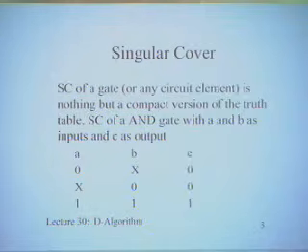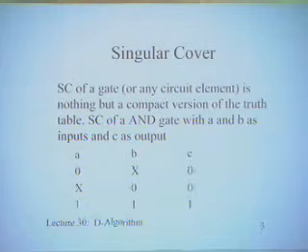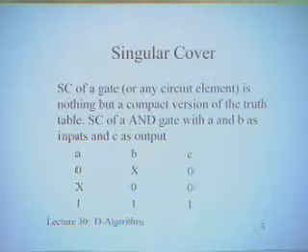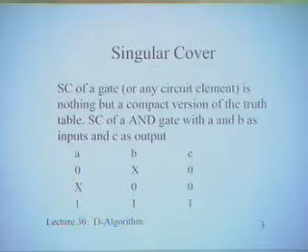But this procedure is important because if you have a black box, let us say I want to apply the D algorithm on RTL modules, I can still do it because I know the procedure of how to start from the truth table. Any combinational module will be characterized by a truth table. So once you know the truth table, I can actually apply the D algorithm. So singular cover of a gate or any circuit element for that matter is nothing but a compact version of the truth table. So if you look at the AND gate, what is the truth table for an AND gate?